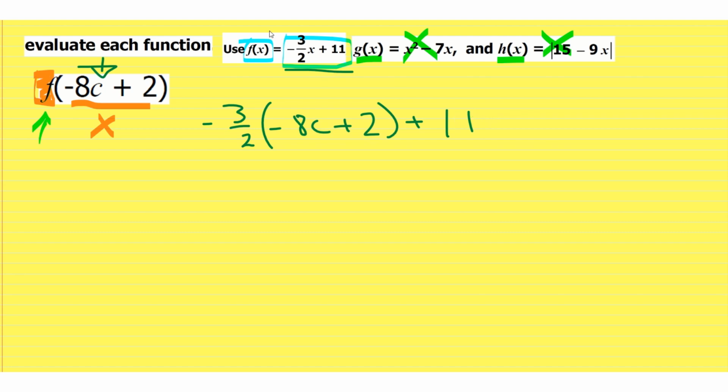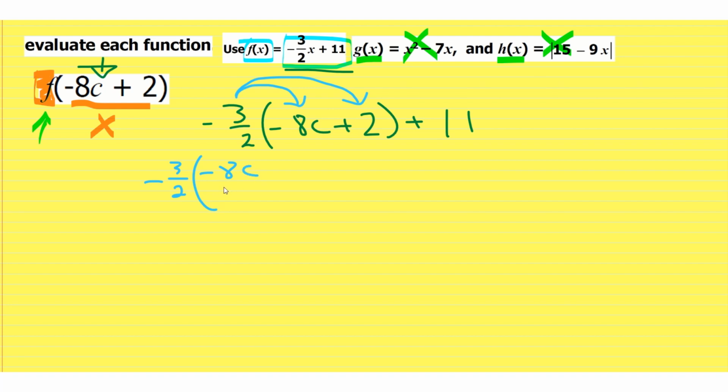At this point, it is just a matter of simple order of operations in order to simplify and evaluate this function. Let's consider what's inside the parentheses. Can I actually combine a negative 8c and a plus 2? No, I cannot. They are not like terms, so I cannot combine them. But I can eliminate the parentheses by distributing or multiplying the negative 3/2 into the parentheses. So we're going to do that kind of longhand so that you can think about how this works.